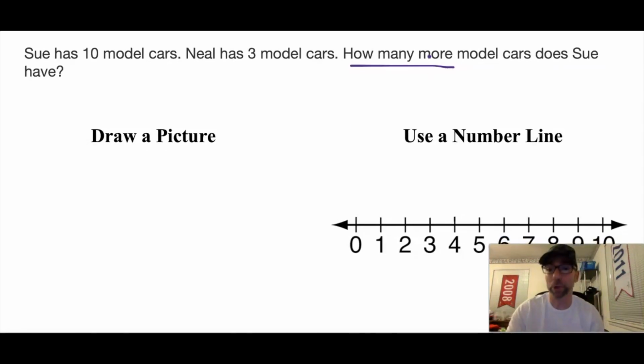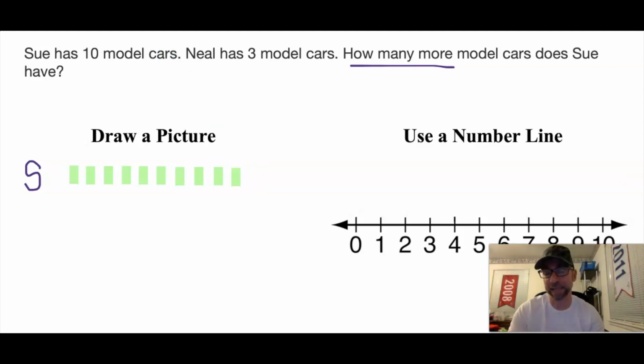Well, we've learned before that we can draw a picture for this. I'm going to draw Sue's cars first. And Sue had 10 of them. So let's draw 10 cars for Sue. I'm going to go straight across in a nice line. There we go.